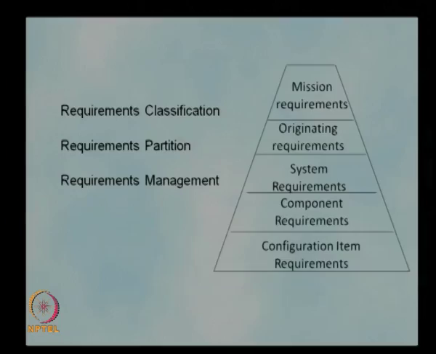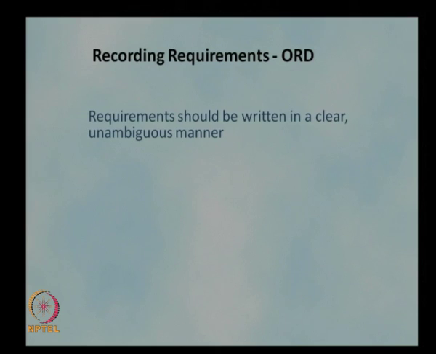Today we are going to see how we do requirement documentation, which is known as originating requirements documentation. We will go through the steps involved in recording the requirements. The basic idea is that the requirements should be written in a very clear and unambiguous manner. The requirements are going to be there throughout the design process and the life cycle of the project or system, and many people will use them at various stages and under various circumstances.